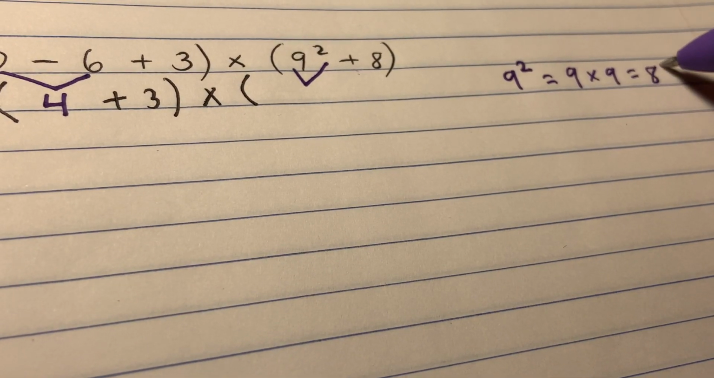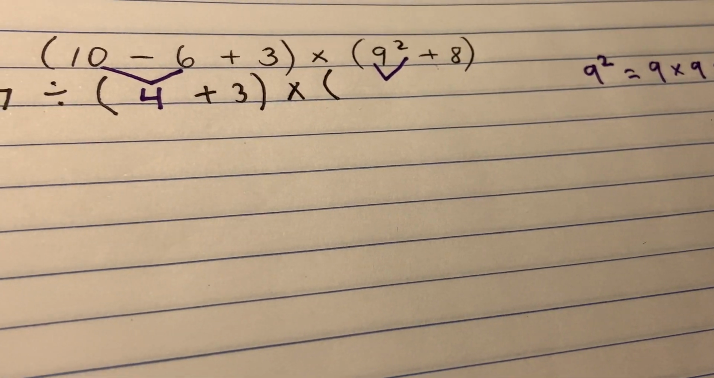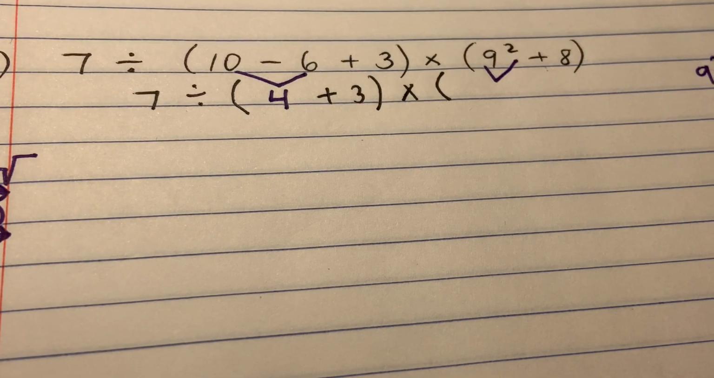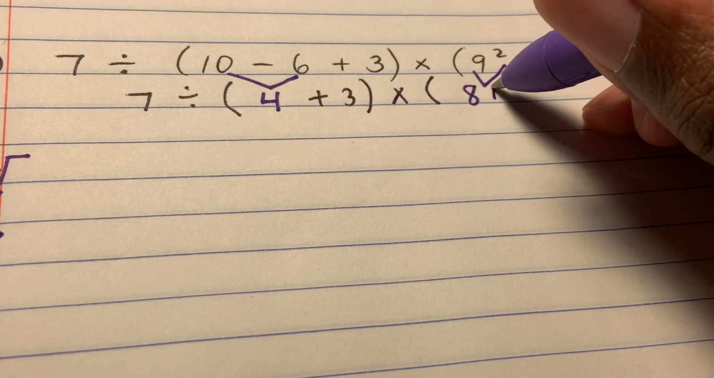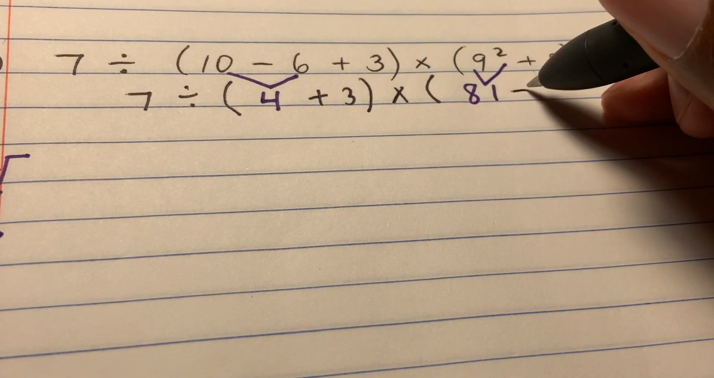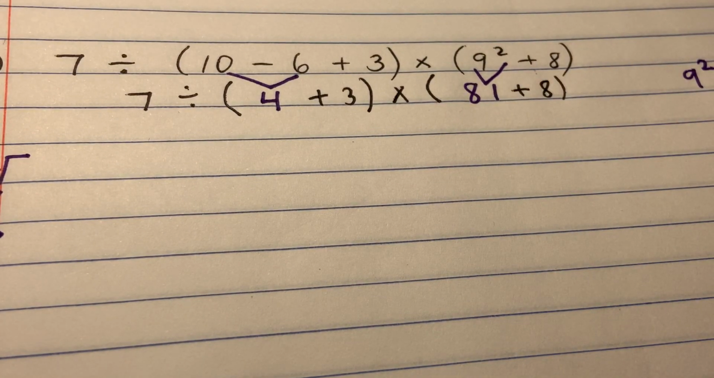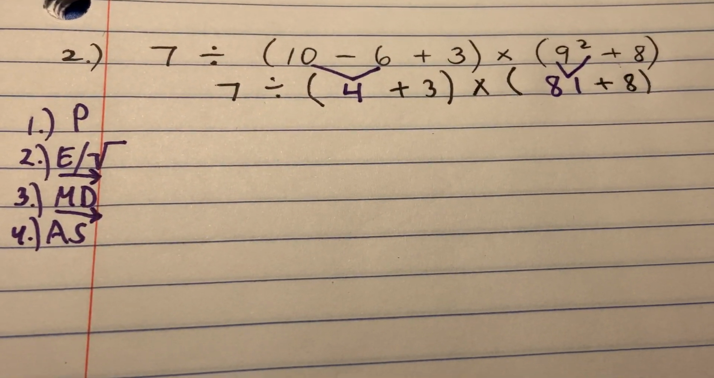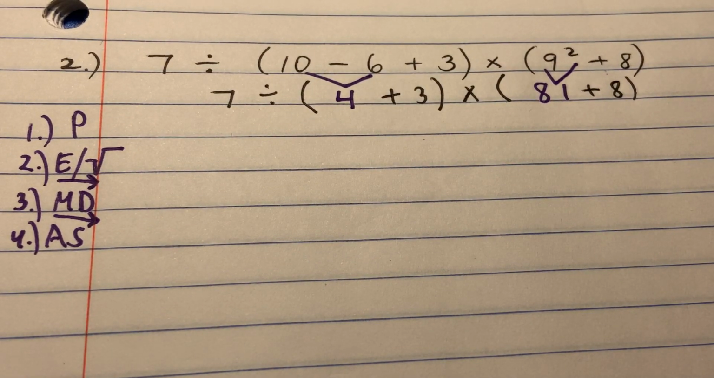It's 81. Be careful, we're multiplying 9 by itself, not 9 times 2. So let's go back over here, and 9 squared is 81. Bring down the plus, bring down the 8, and don't forget to close the parentheses. Very important. Okay, Mr. Barbier, I just heard someone say, Mr. Barbier, I'm stuck. What do I do?